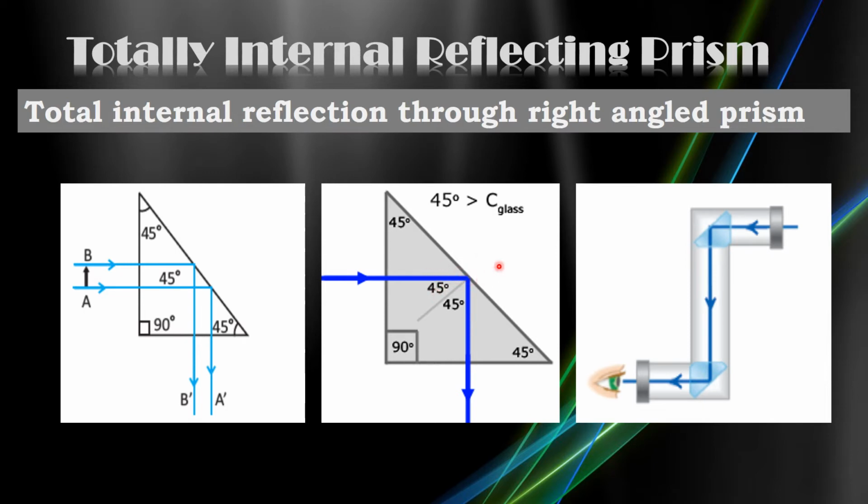And since the angle of incidence is 45 degrees and it is greater than the critical angle of the glass, which is 42 degrees, the light is totally reflected by the prism through an angle of 90 degrees, right? And two such prisms are used in a periscope. So this is the application of total internal reflection through a right angled prism.